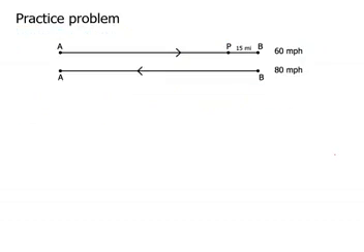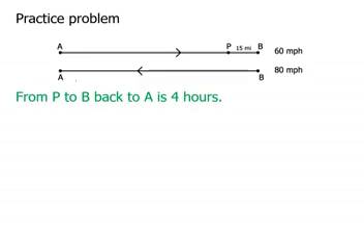Let's think about this for a minute. So, in the first segment, going from A to B, he was traveling at 60 miles an hour. Going back, he was traveling at 80 miles an hour. And then starting from P, all the way to B, and then all the way back to A, that whole segment took 4 hours. So P to B back to A is 4 hours.